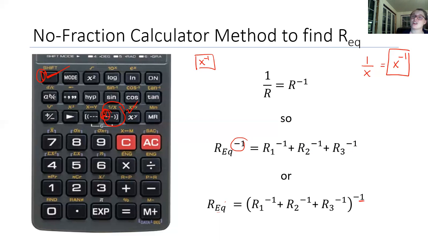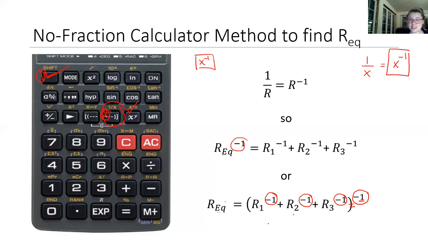So to put this in your calculator, you do the first resistance, you press the -1 button. Type in the second resistance, press the -1 button. Plus the third resistance, press the -1 button. Then you're going to press equals. And then you're going to press the -1 button again.